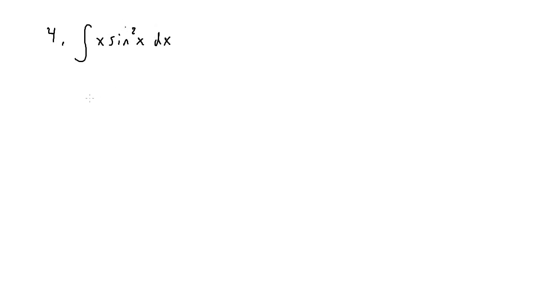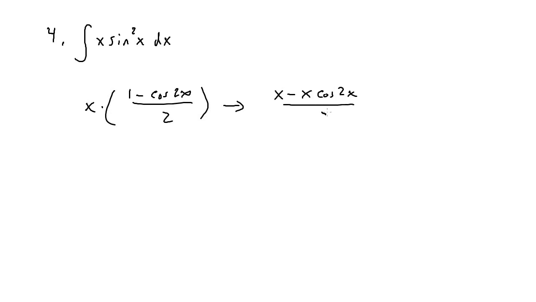So what I'm going to do first here is to actually rewrite sine squared using the half angle formula. So I can rewrite it as x times, well, sine squared of x using the half angle formula is going to be 1 minus cosine of 2x over 2. So if I go ahead and distribute the x, we get x minus x times cosine 2x over 2. And now I can go ahead and put that underneath the integral and integrate with respect to x. Now 1/2 is a constant, so I can take that outside the integral. We have 1/2 times the integral of x minus x times cosine 2x dx.